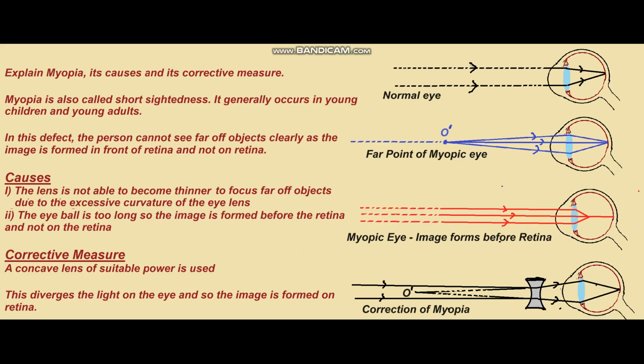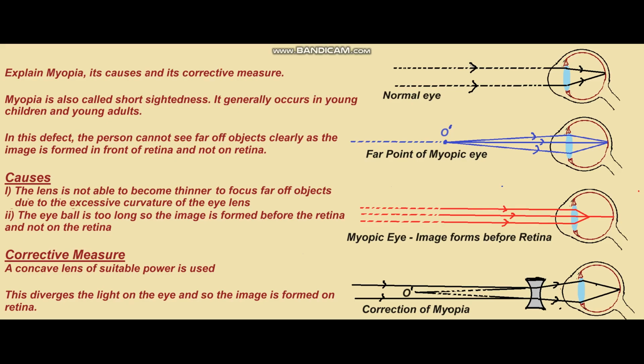Now, let us understand the causes of myopia. The first cause is excessive curvature of the eye lens, which means the lens is not able to become thinner to focus far off objects. The second reason is the eyeball is too long or elongated, that is more than 2.5 centimeters, due to which the image is formed before the retina.